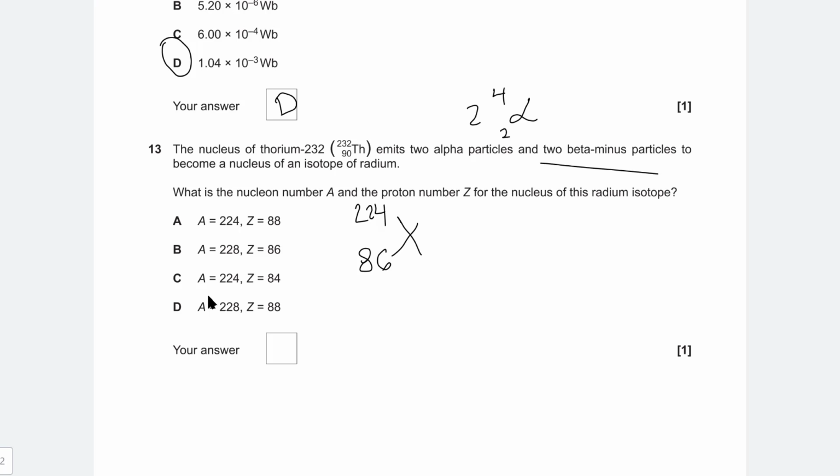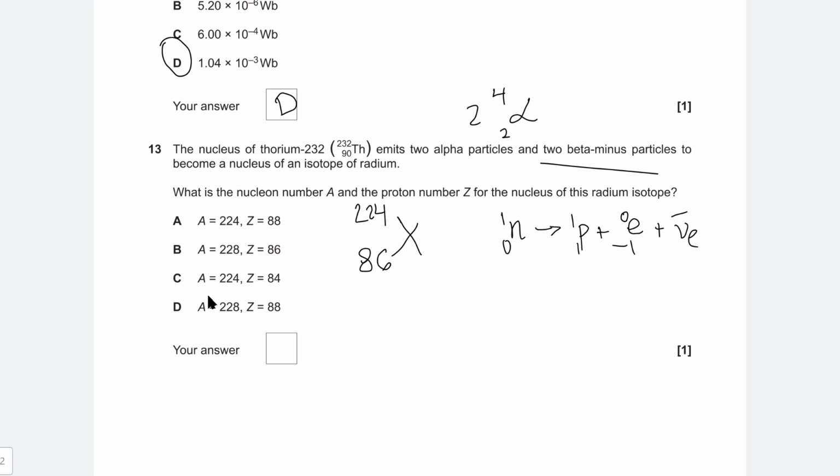Now in beta minus decay, what we actually have is a neutron is going to turn into a proton, and in order to conserve charge, we're also going to get a beta minus particle, which is just an electron, and that electron will also come in with a little anti-electron neutrino.